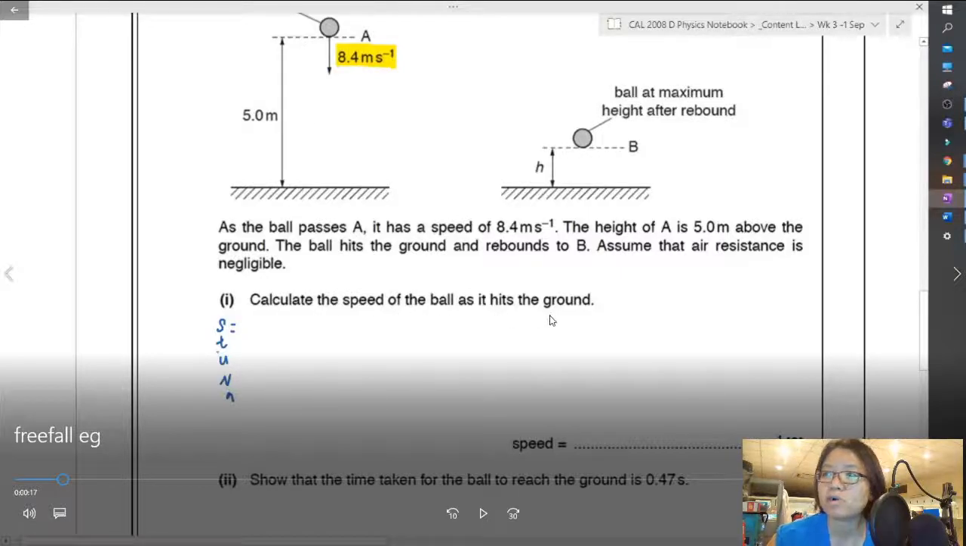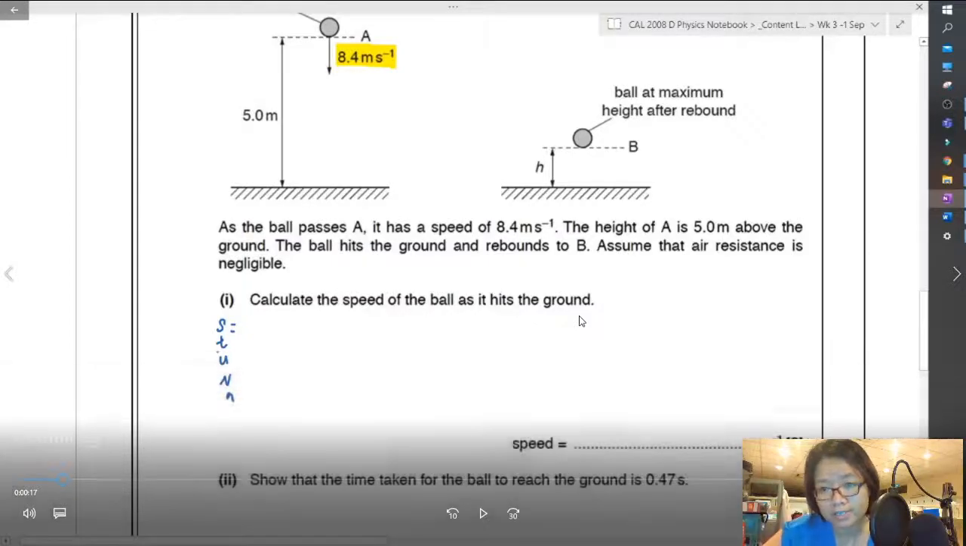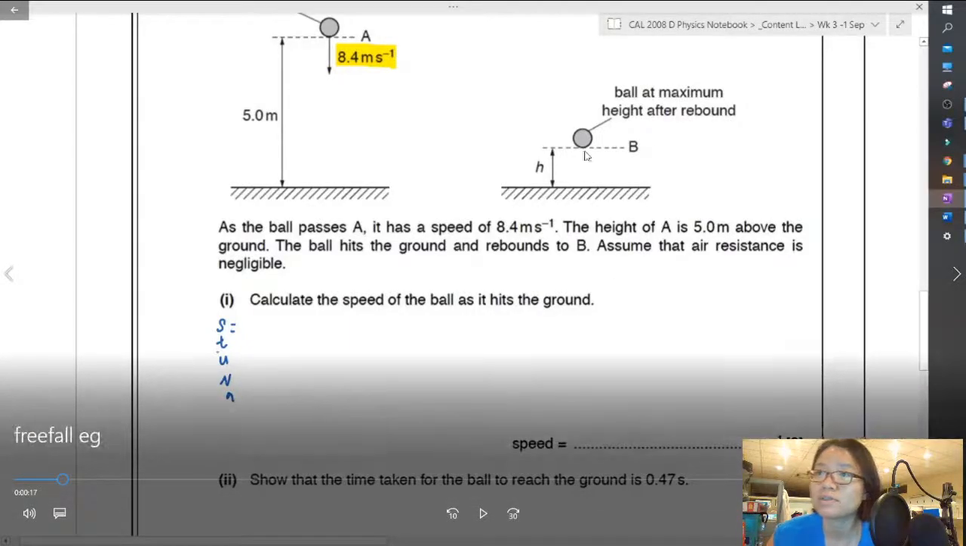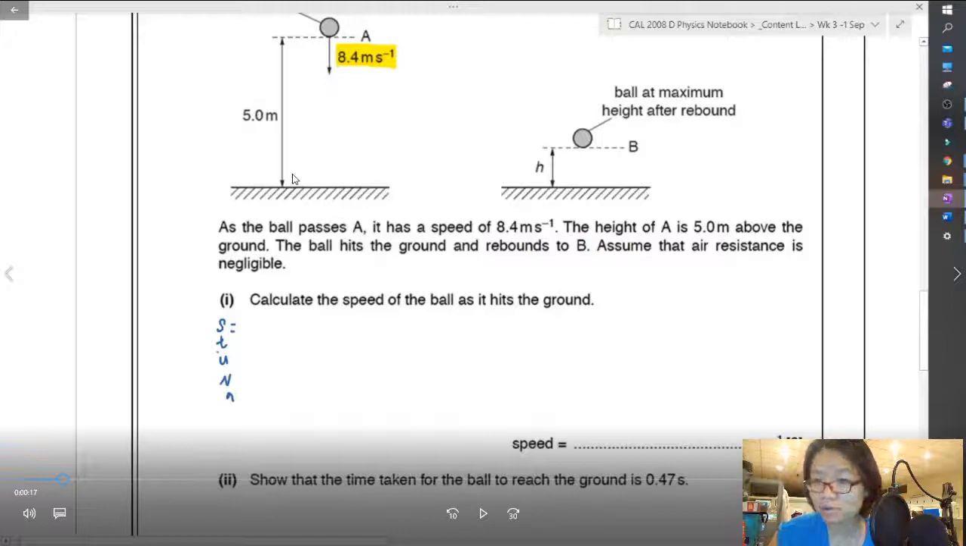Calculate the speed of the ball as it hits the ground. The answer is not 0. Whenever a ball hits the ground, it is never 0 speed. Think about it this way. If it hits the ground and it's 0 speed, then you stand under there. Let's say you put your feet on the ground here. You dare or not? You also know it will hurt. So if it hurts, it means there's force. If there's force, it means there's momentum. Sneak preview to the next chapter.